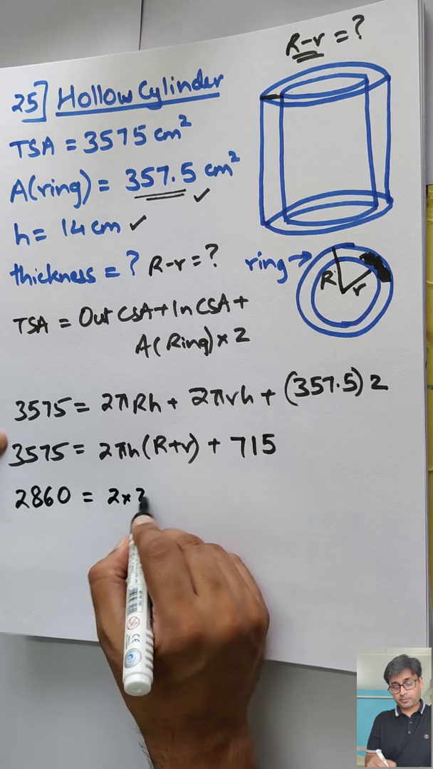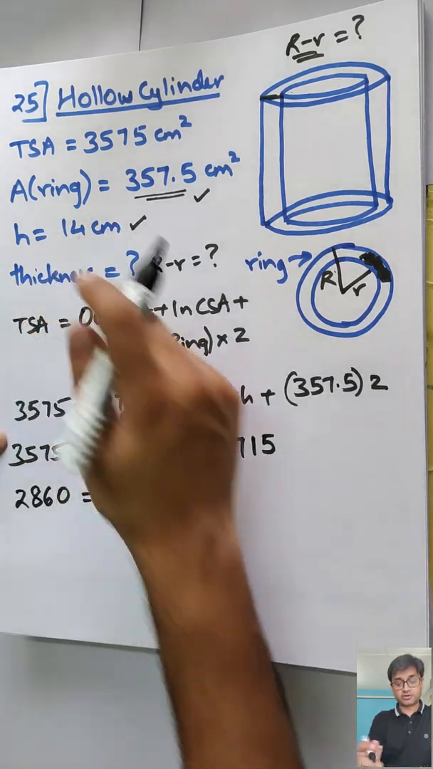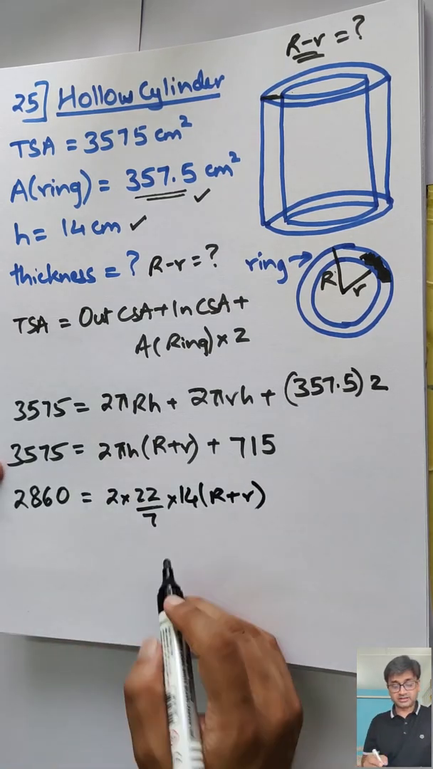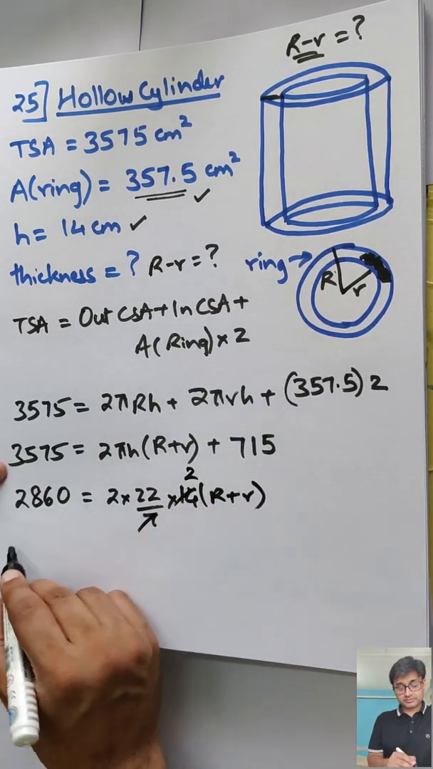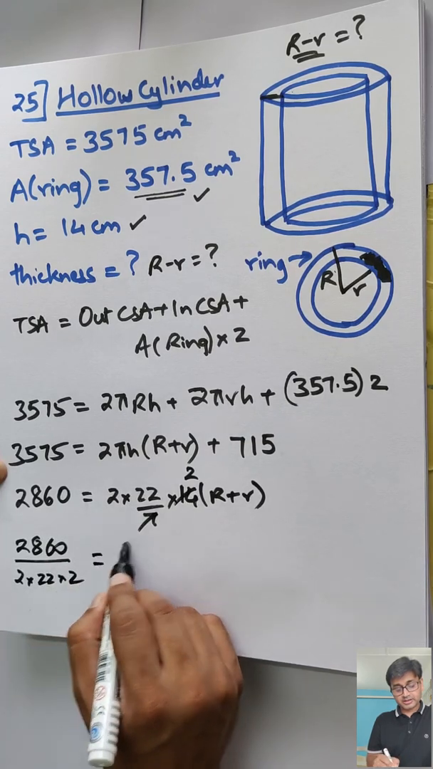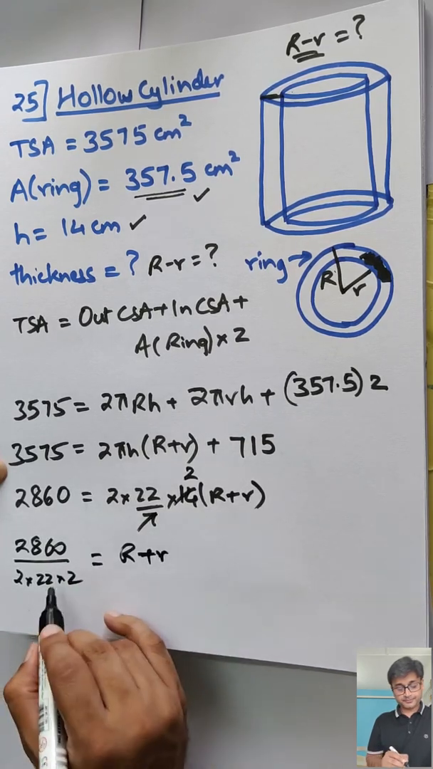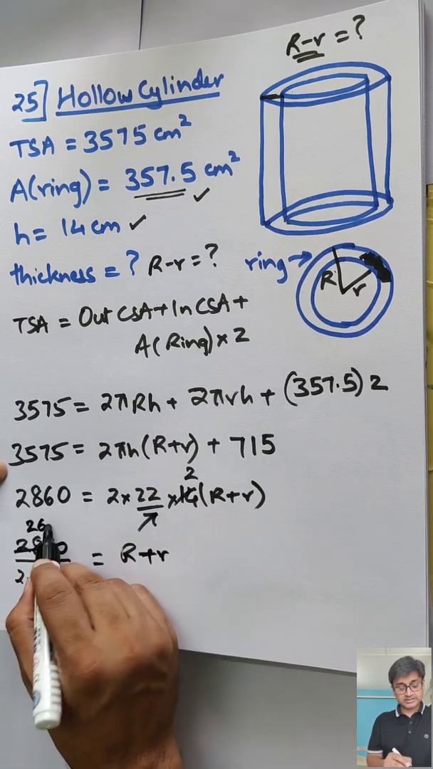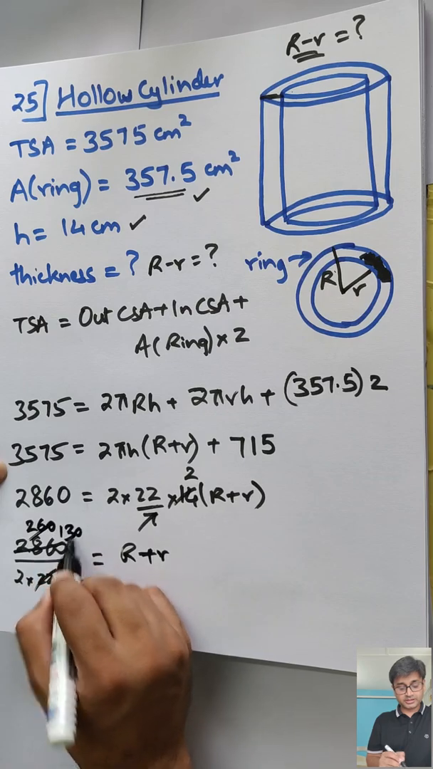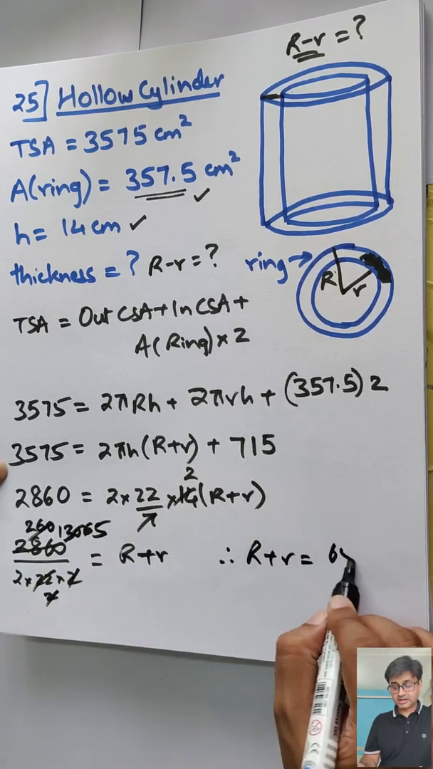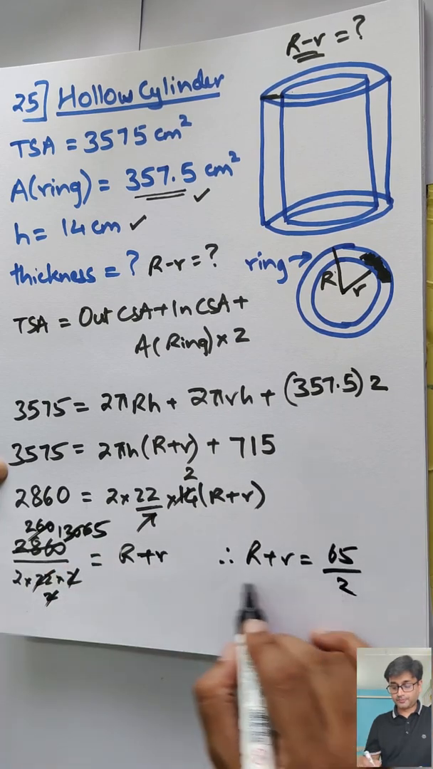Here I will get 2 pi h. h is given to us as 14 and R plus r, both radii are missing at that moment. So let's put all of these down. So 2 into 22 into 2 is R plus r. So 11 2s are 22, and so on, 130, 65. So therefore I can say R plus r is 65 upon 2.